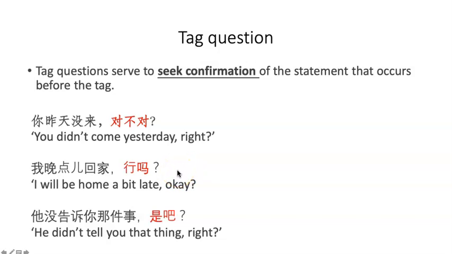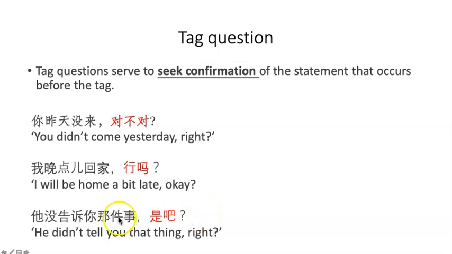The second example, 我晚点回家行吗? 我晚点回家 is the statement. By using 行吗, changing this into a tag question, the questioner seeks confirmation from the recipient about the statement to confirm whether this statement is okay. 我晚点回家 to confirm that, okay? To confirm 我晚点回家，你晚点回家可以。It is okay that you come home a bit late today. So it is to seek confirmation from the recipient.